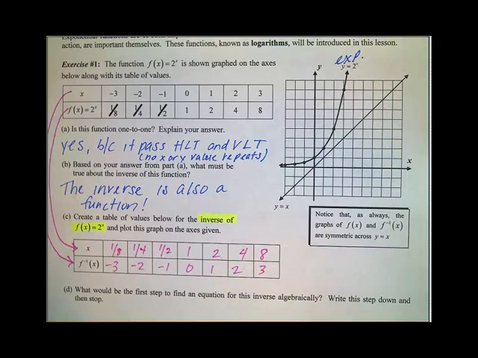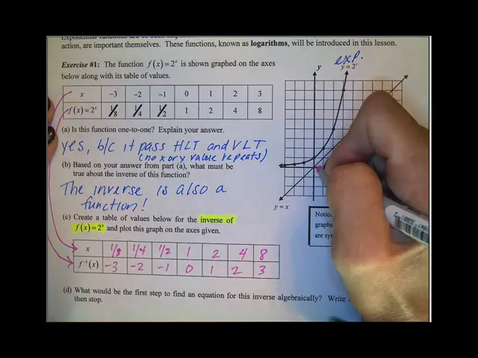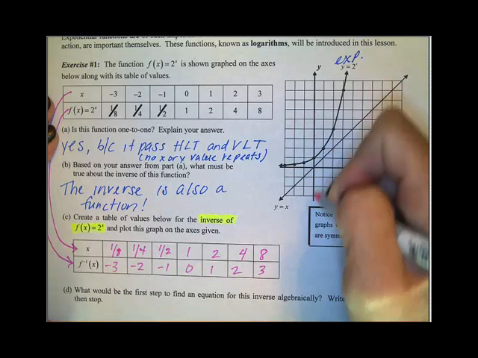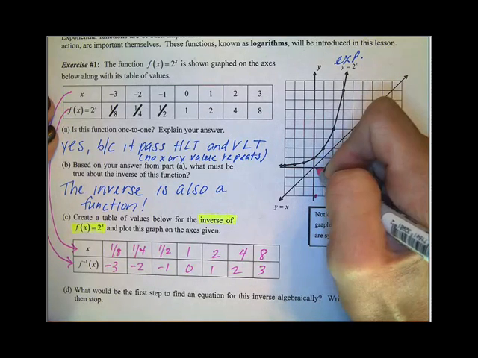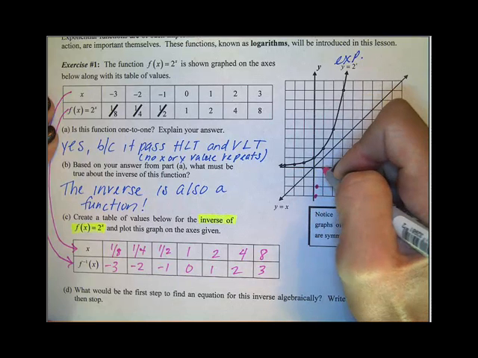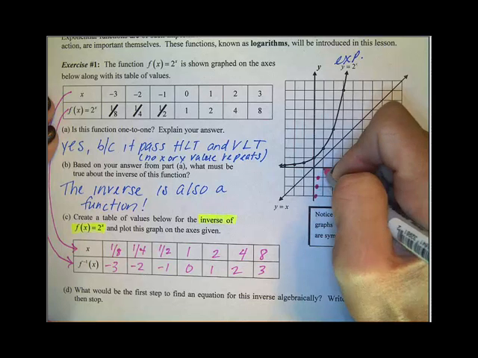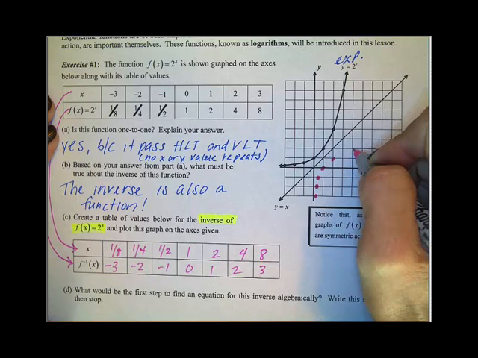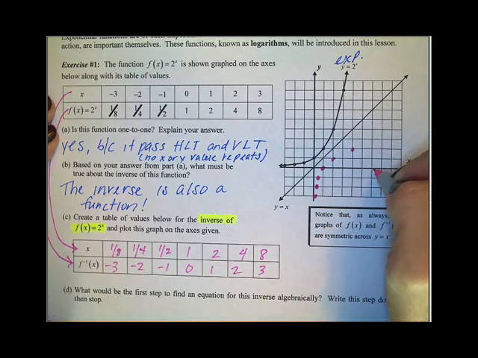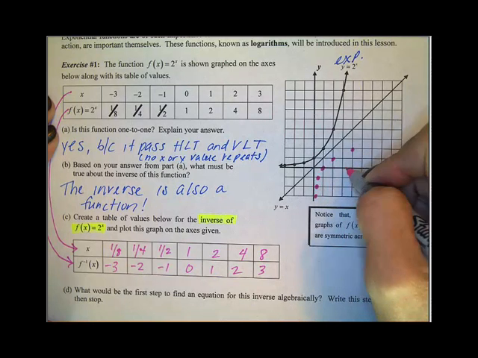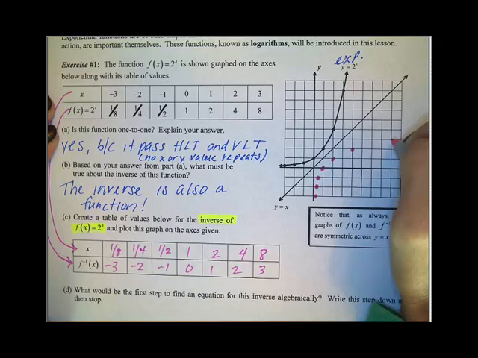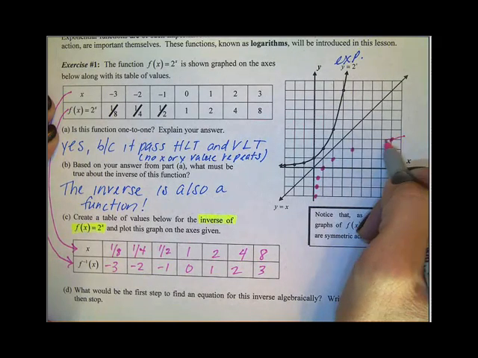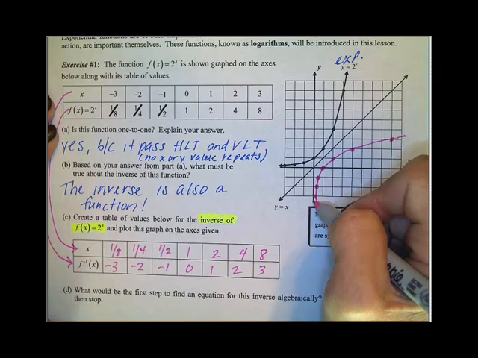Okay, so now they say we have to graph it. So let's plot these points. We're going to go over an eighth and down 3. We're going to go over a fourth and down 2. We're going to go over a half and down 1. We're going to go over 1 and down 0, over 2 and up 1, over 4 and up 2, over 8, 1, 2, 3, 4, 5, 6, 7, 8, and up 3.